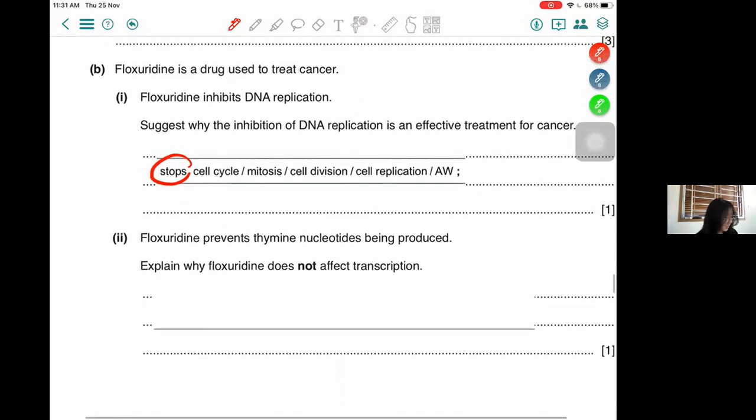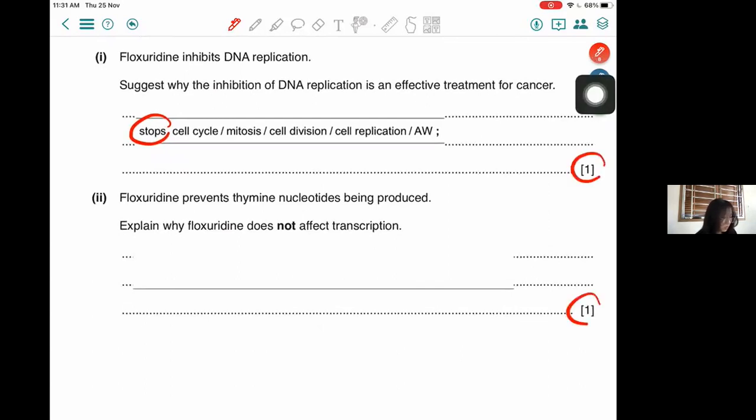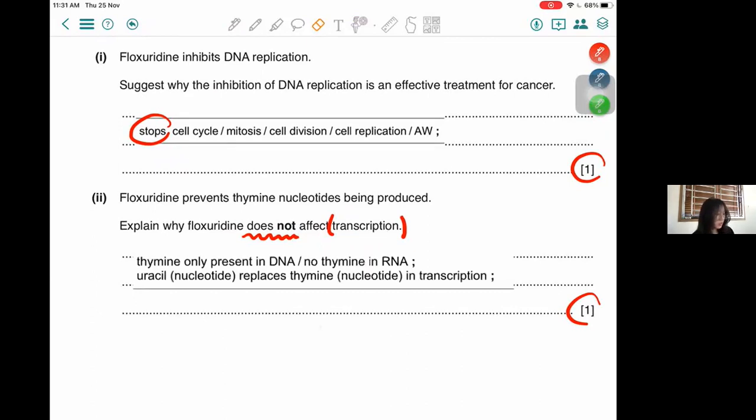Yeah. So next one, this is also a 1 mark question. Fluoxuridine prevents thymine nucleotides from being produced. Explain why fluoxuridine does not affect transcription. So this question is about transcription. It is because thymine is only present in DNA. There is no thymine in RNA, and uracil will replace the thymine in transcription. So the fluoxuridine will not affect transcription because transcription is about RNA.